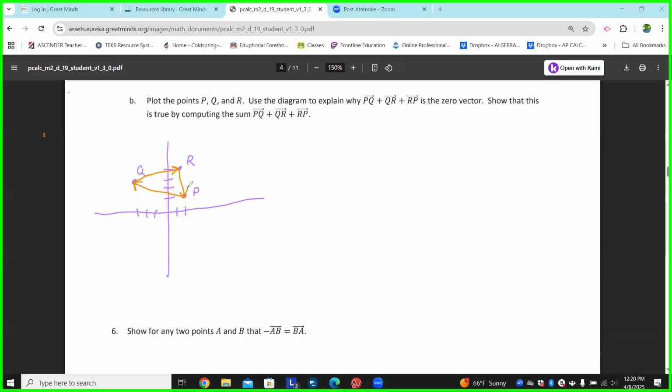So again, talking about displacement, if I started at P, then I went to Q, then I went to R, and then I went back to P, what would my displacement be? 0, 0, which is why you get the 0, 0 vector. Now, algebraically, let's figure this out as well. PQ, we already got the answer to this one. What was PQ?